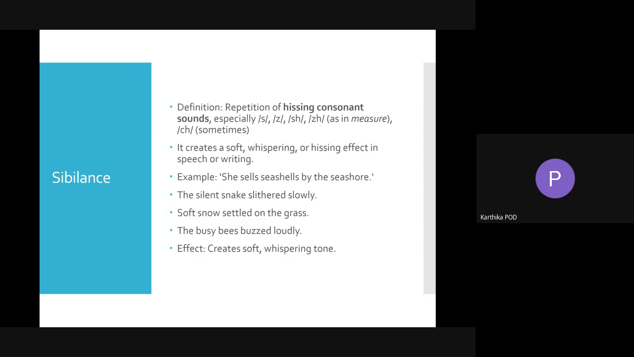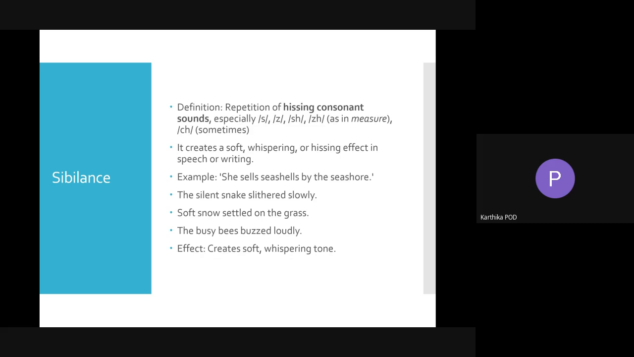Next, the silent snake slithered slowly. What sound is coming out in that? Sh or s? So, s. Silent, s. You don't say shilent, right? Silent. Snake, again s, not sh. Slithered, again s. And slowly, again s. It's not shlowly, it's slowly.